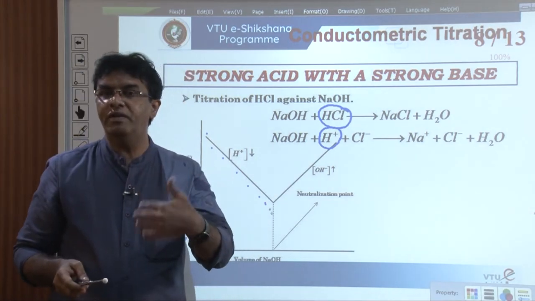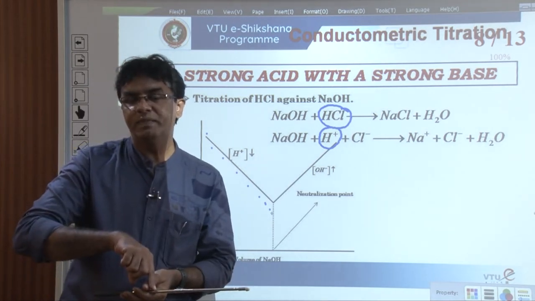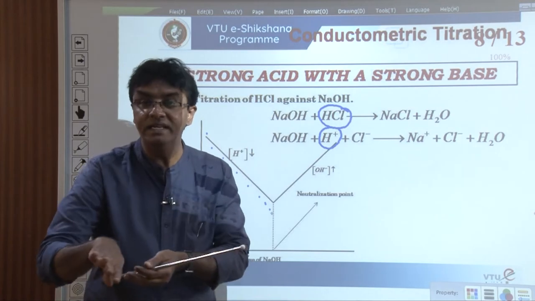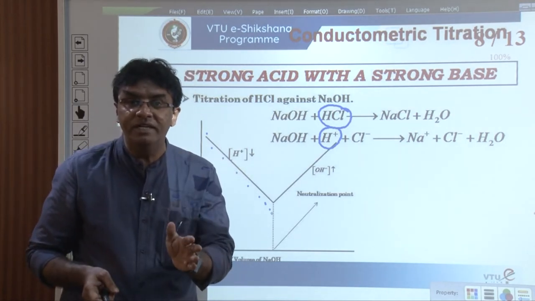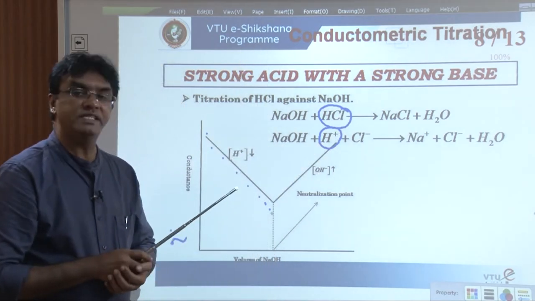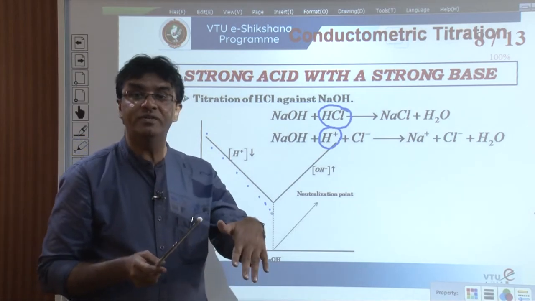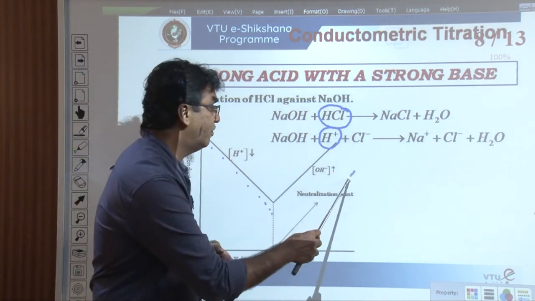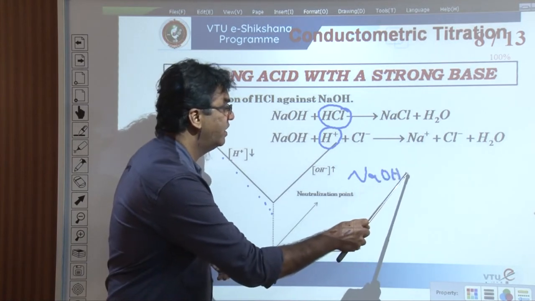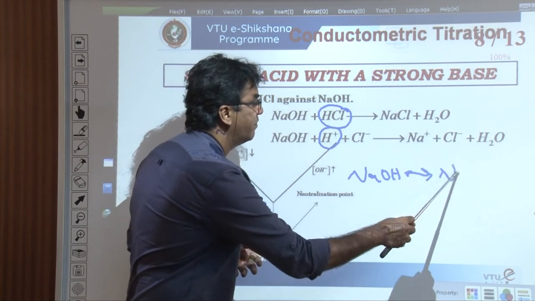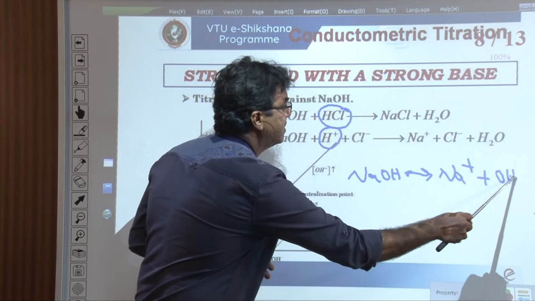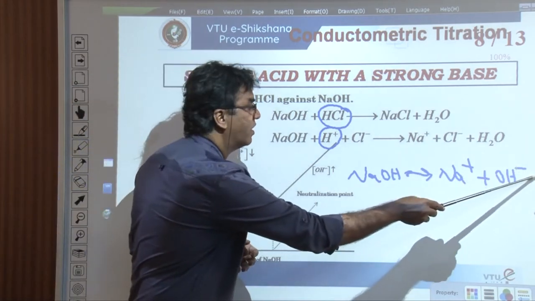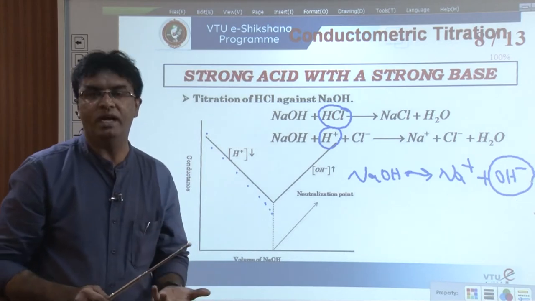When you keep on adding NaOH each time, there is a decrease in the concentration of H+ ions, and therefore a rapid decrease in the conductivity. Conductivity decreases and reaches a minimum. The minimum point of conductivity is where all the HCl is neutralized. Still you are continuing the addition of NaOH. When you add NaOH further, there is no HCl left to react, so NaOH itself ionizes, forming Na+ and OH-. When you keep on adding 0.5 ml of NaOH again and again, more and more hydroxyl ions are released, and hydroxyl ions are also highly conductive in nature.